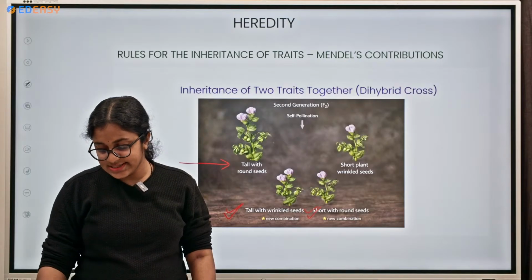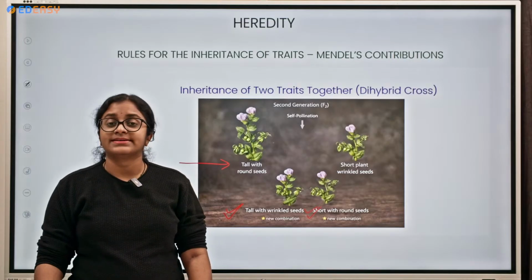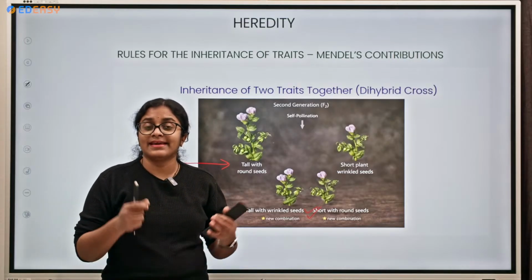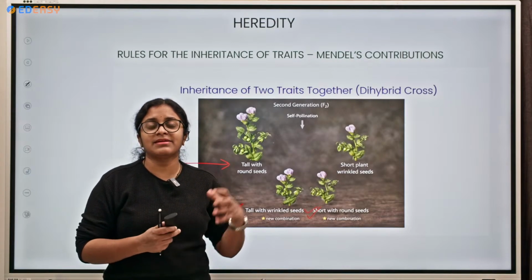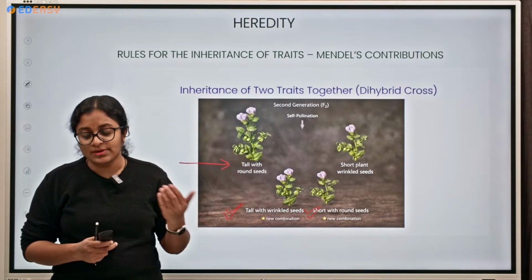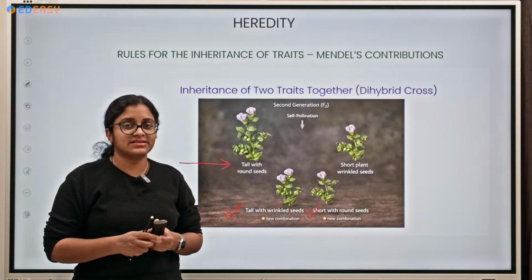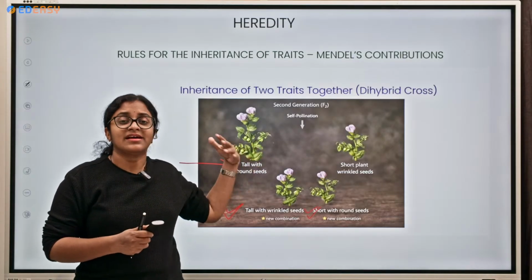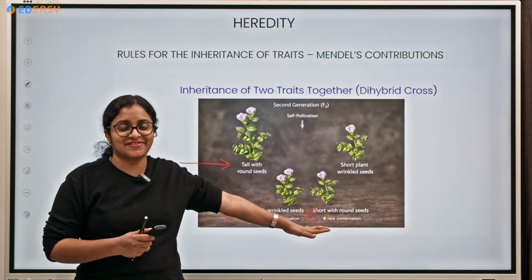Okay, so a question says why recessive traits are not expressed in F1 generation of monohybrid cross? Simple, because they are being masked by the dominant trait. Since they are being masked by the dominant trait, we can see that there is no expression of the recessive trait in the F1 generation. Because the dominant one, just now we have seen, is so dominating that it is not allowing the expression of the recessive thing.